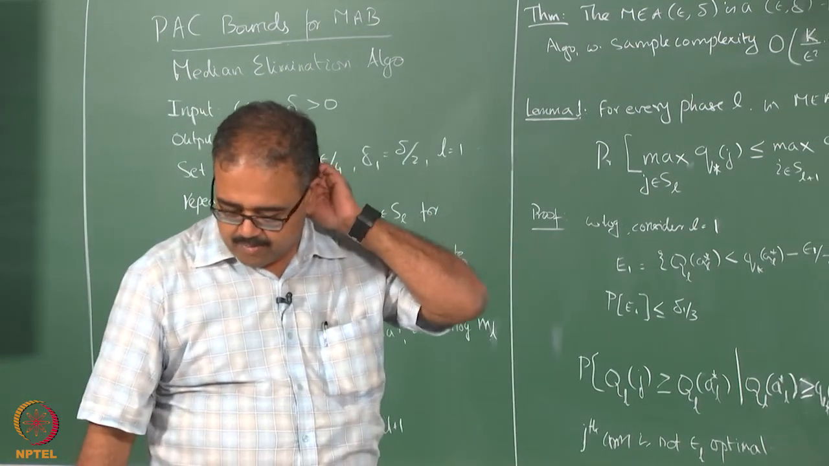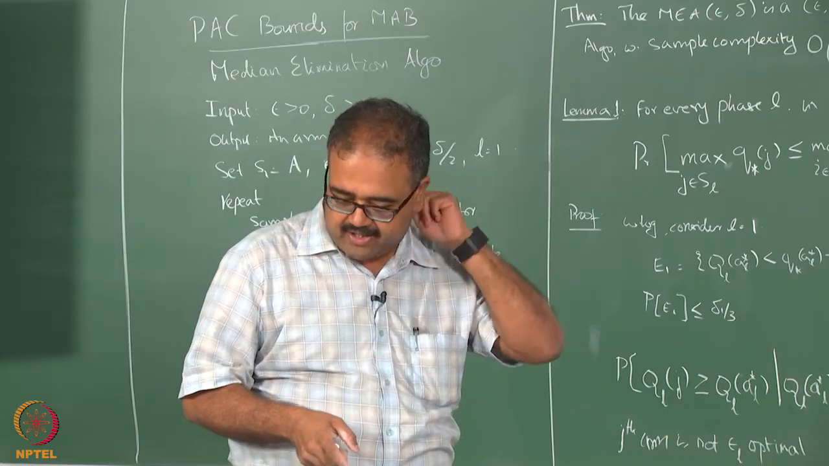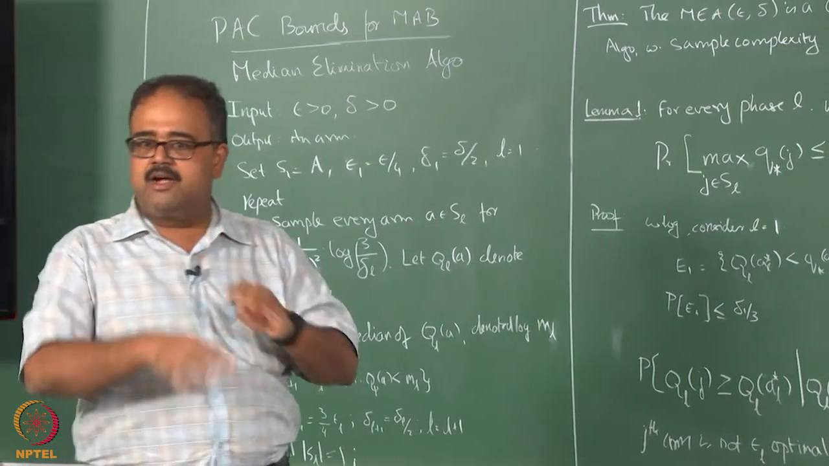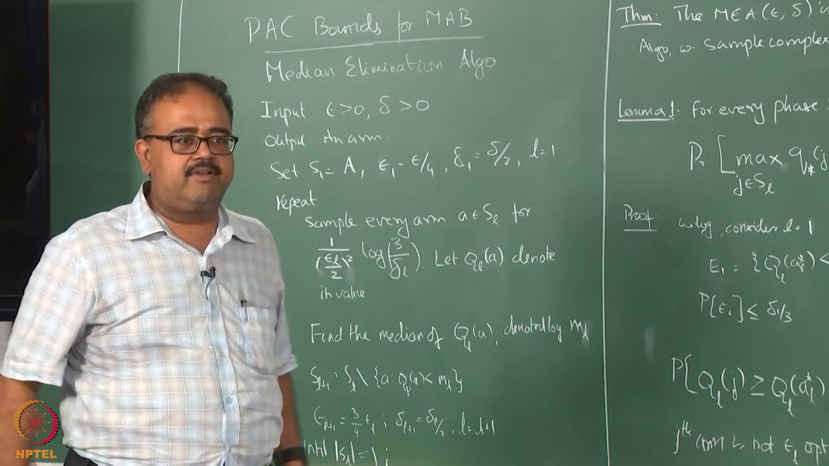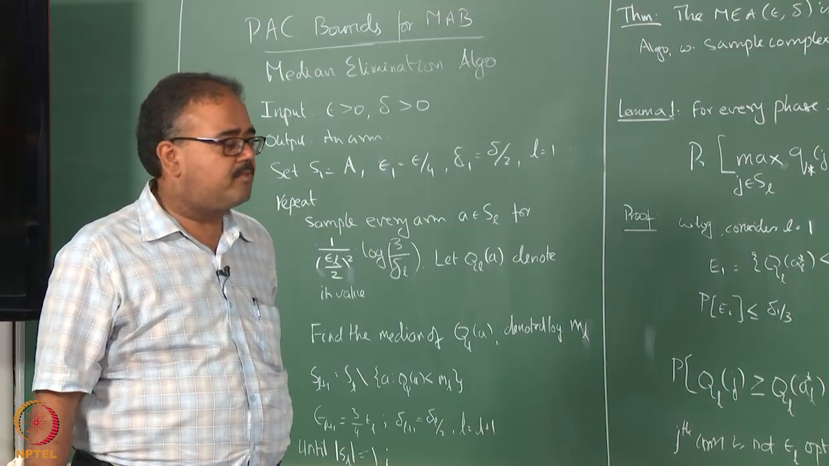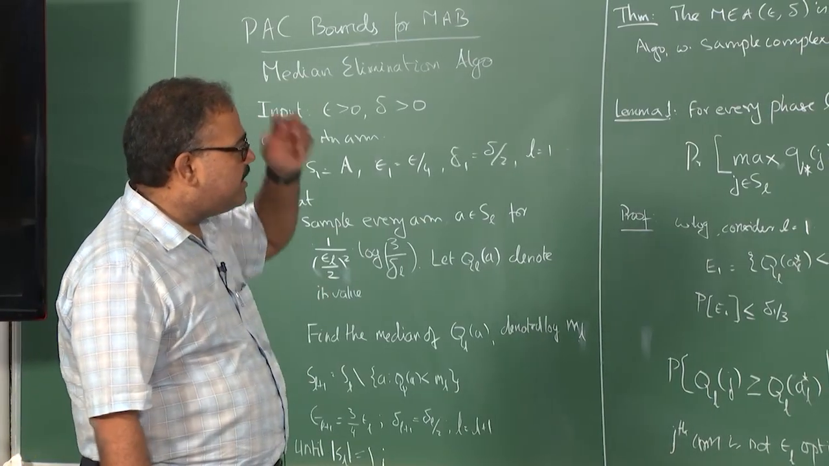And so I'll stop it here for the PAC complexity. We'll come back to all of this regret and PAC and everything when we look at the full RL problem at some point. But right now for the bandits, I'll stop here.